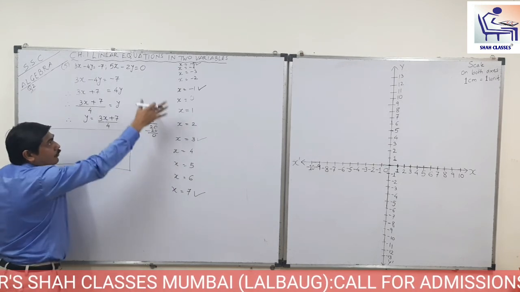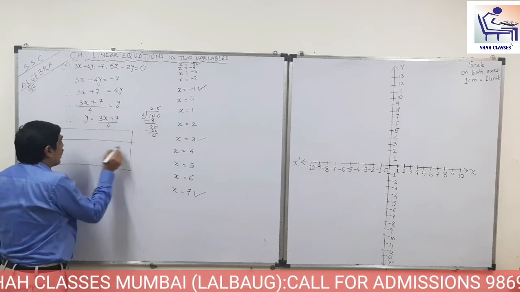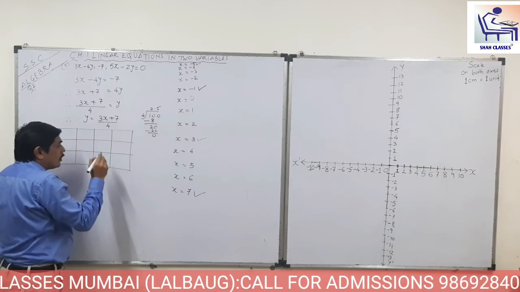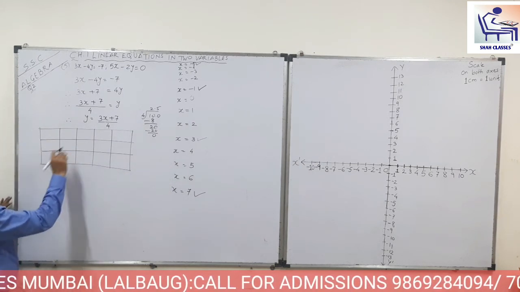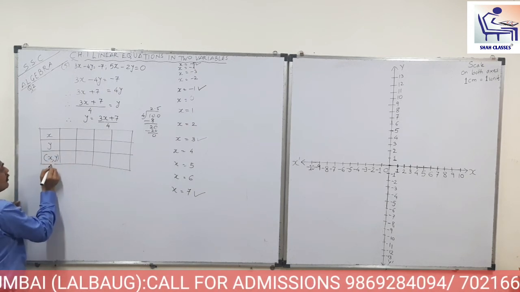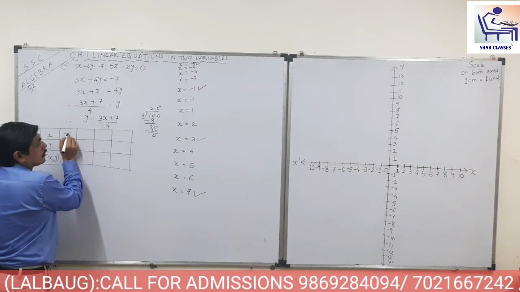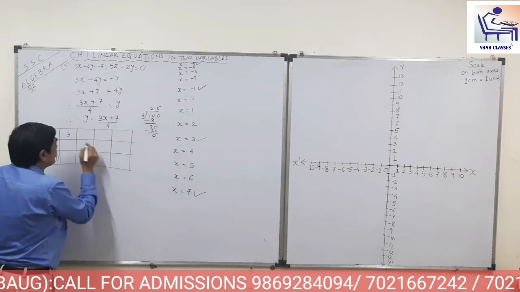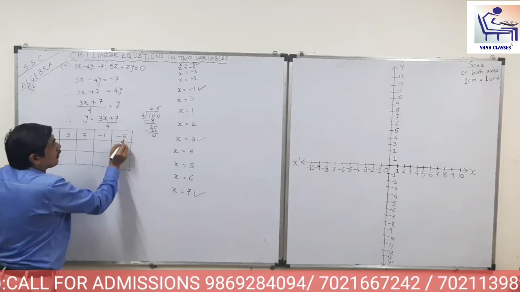Remember, all this rough work you do in your last page. I am going to rub this as I don't have space. Now, say the first value which I am going to take, minus 5. I can take the first value as 3, then 7, then I will take minus 1 and minus 5.